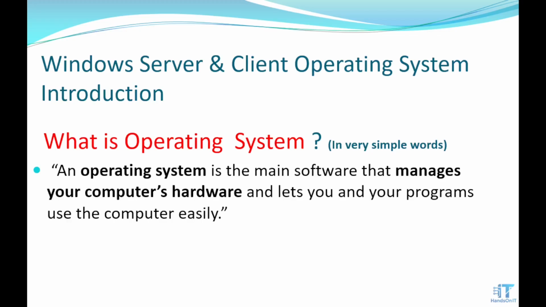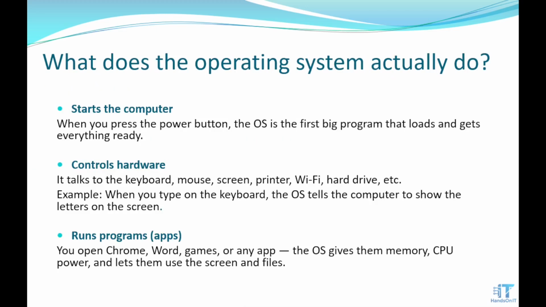Operating system is the main software that manages all your computer hardware. It lets you and your programs use the computer easily. It is simple software. It will manage your hardware and programs, and it allows you to use your computer. In simple words, what does the operating system actually do on your system? When we start your computer and press the power on button, the OS loads first and gets everything ready for you.